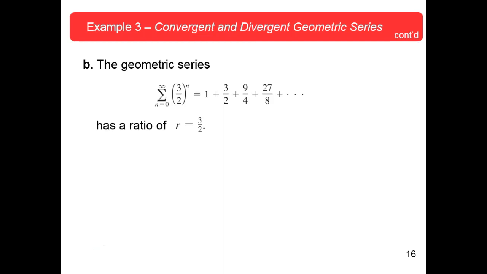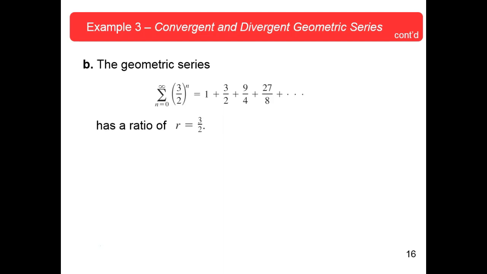Anybody? 3 over 2. Now, what smacks out and hits you about that? It's greater than 1. So guess what you can say? Diverges. It will never, ever converge. Because this would be 1 plus 3/2 plus 9/4 plus 27/8. Every one of these numbers is getting bigger, bigger, and bigger. You keep adding bigger numbers to big numbers, and you're never going to converge anywhere.